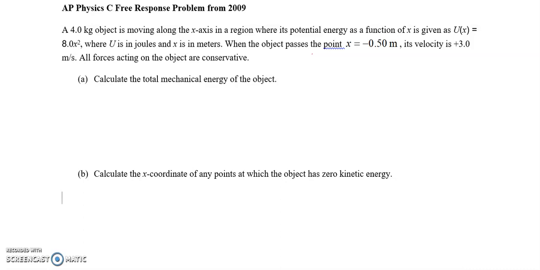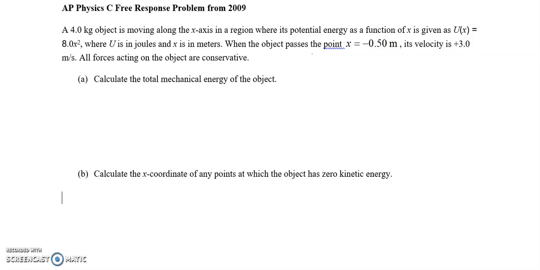a function of x is given as U of x equals 8x squared, where U is in joules and x is in meters. When the object passes the point x equals negative 0.5 meters, its velocity is plus 3 meters per second. All forces acting on the object are conservative.